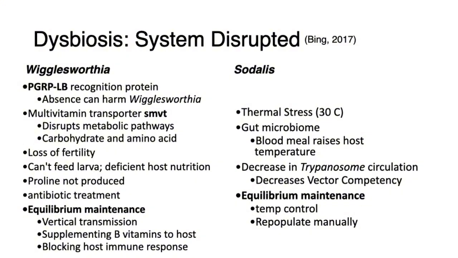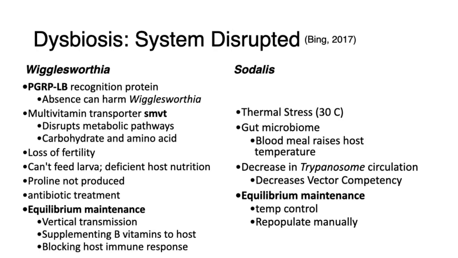Looking to the other side, Sodalis, it recognizes that thermal stressors above 30 degrees Celsius can disrupt Sodalis. In the gut microbiome, the changes also can disrupt it. And this part I thought was very interesting, how the blood meal raises the host temperature, and thermal stressors are a problem to Sodalis. We see when Sodalis is disrupted out of the system that there's a decrease in trypanosome circulation because there is an increase in lectins in the body. And overall, without Sodalis, we're going to see a decrease in vector competency.